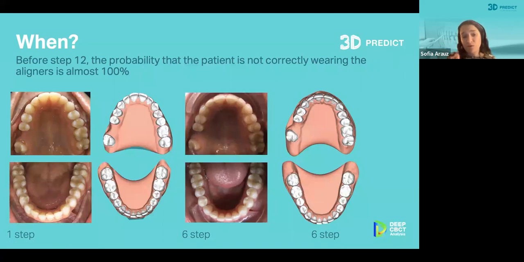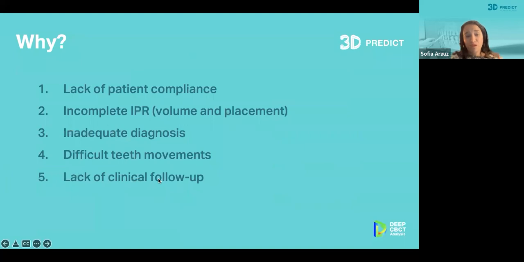But if you're suspecting they're not tracking, then a 2x2 check might be needed. You might need to submit that for a refinement right away, or you can wait until the end. So why? Like I said, lack of patient compliance, incomplete IPR, which I already mentioned before: you didn't do the IPR to the point of contact, you didn't break that point of contact, or you didn't do the whole volume of IPR that was needed.